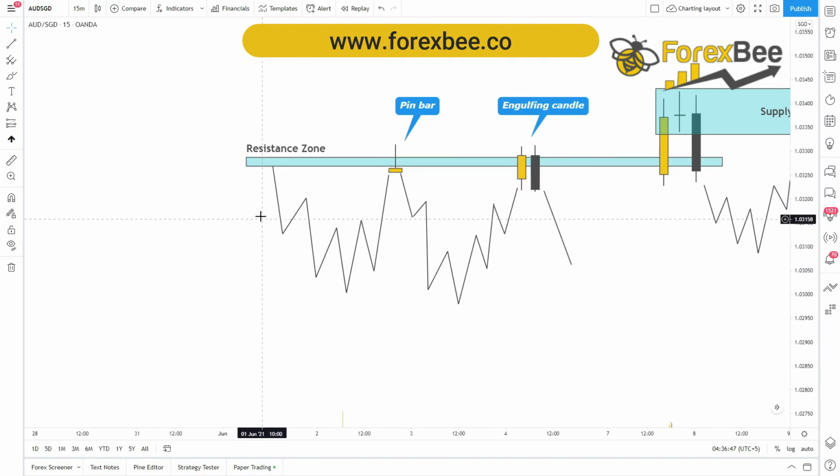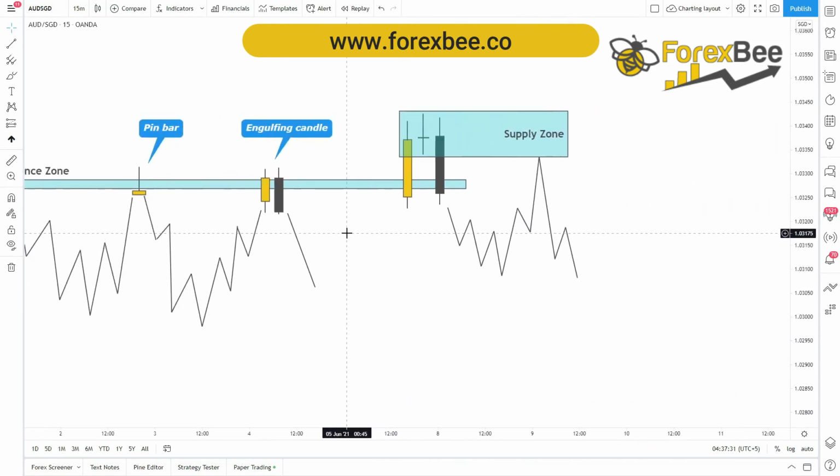The same happens at the support zone: the price goes down, touches the support zone and then bounces back. So at support and resistance zones the price bounces back. Whenever the price is bouncing back between those two zones, those are basically your resistance or support zones. Now let's try to understand what a supply zone and a demand zone are.